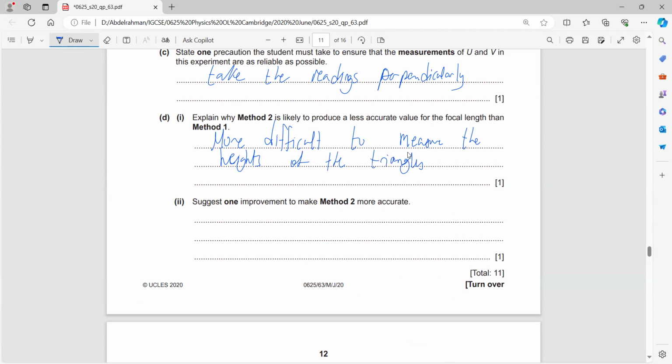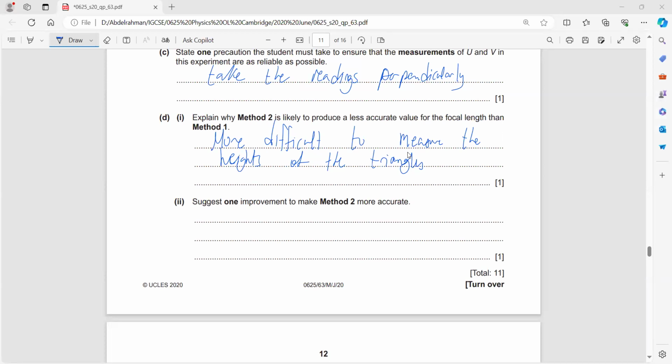Suggest one improvement to make method 2 more accurate. How can I improve method 2? Someone says larger object. Someone says bring the ruler closer to the triangle. No, when the ruler is closer to the triangle, that's one of the initial precautions, but that's not how to improve the accuracy of this question.